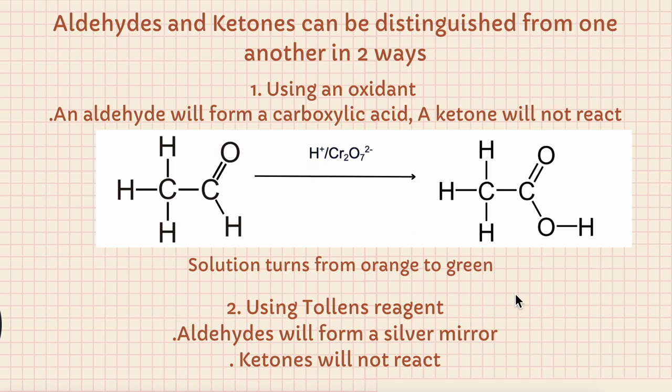And another way you can distinguish them is using Tollens reagent. That's basically got silver ions, which are going to be reduced. Sorry, the silver ions are going to oxidize the aldehyde, and they're going to be reduced. So aldehydes will form a silver mirror because they reduce the silver ions, and a ketone won't react. So basically, you can use either an oxidant or Tollens reagent, and the aldehyde will react, and you'll see a color change, but ketones won't react. And that's how you can tell them apart from each other, because you see the color change.